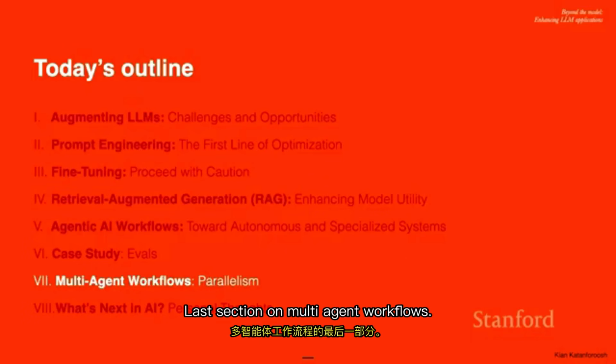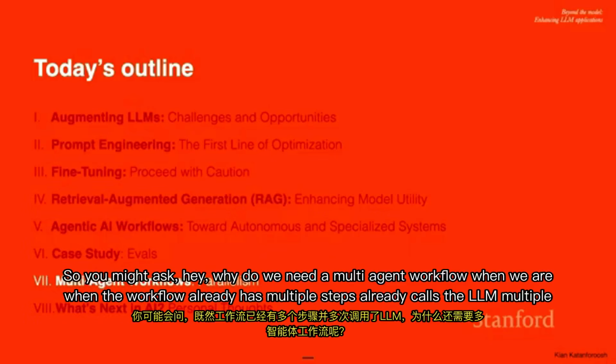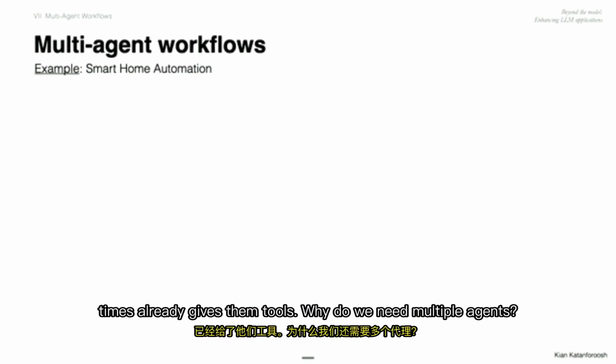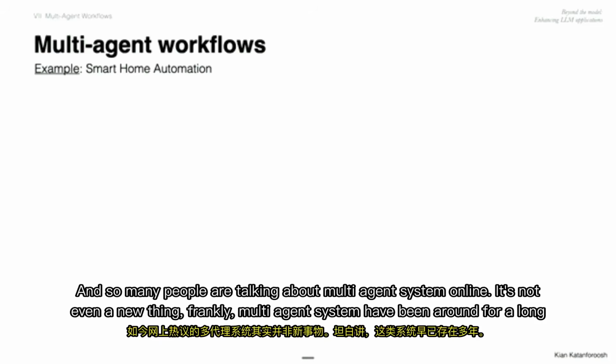Last section on multi-agent workflows. So you might ask, hey, why do we need a multi-agent workflow when the workflow already has multiple steps, already calls the LLM multiple times, already gives them tools? Why do we need multiple agents? Many people are talking about multi-agent systems online. It's not even a new thing, frankly. Multi-agent systems have been around for a long time.